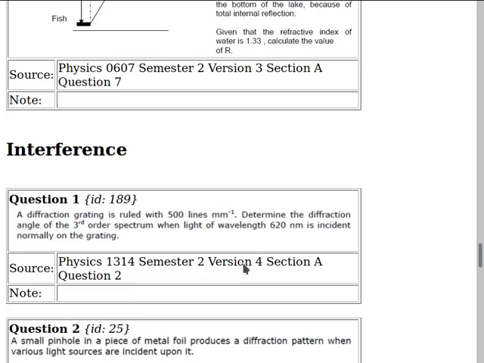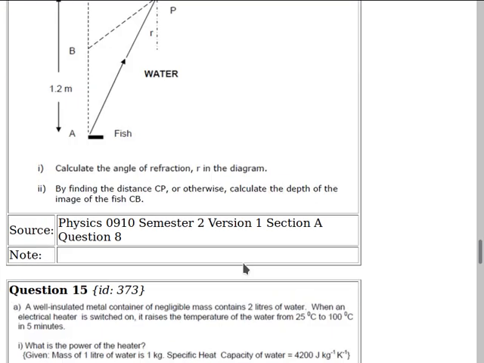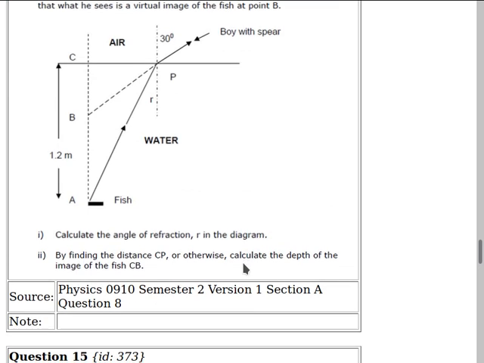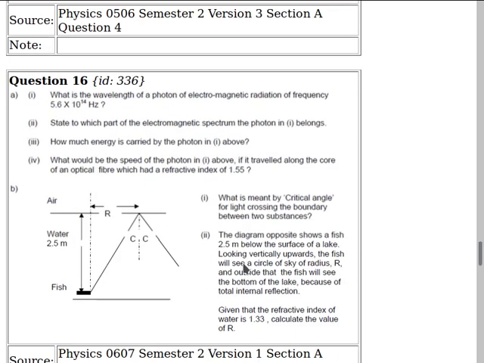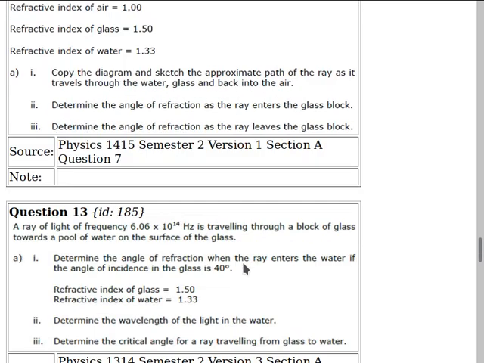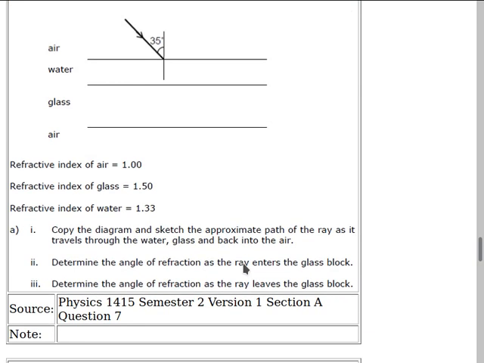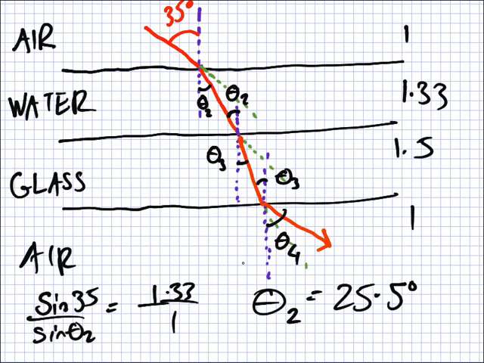Uh-oh. What have I done? What number were we doing? Just down there. Down here. No. Where did it go?